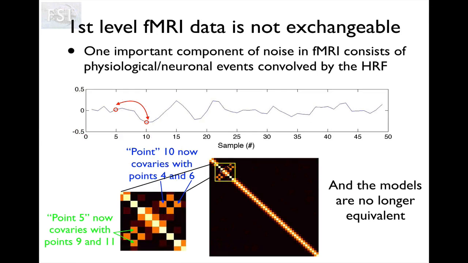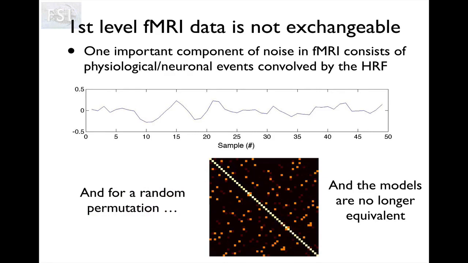What happens now is we have introduced new covariances, right? Now we have a covariance between point 10 and points 4 and 6. So this covariance matrix is no longer equivalent to the covariance matrix we saw before. And for a random permutation, all of these covariances are randomly scattered in the covariance matrix. So the models are no longer equivalent, and this is why my first level FMRI data is not exchangeable.